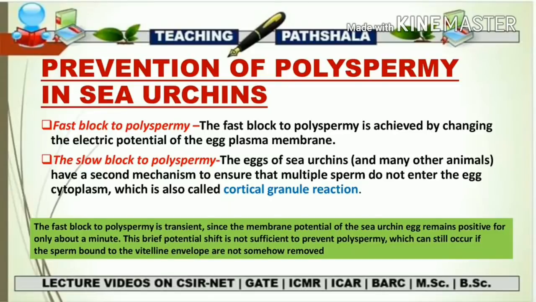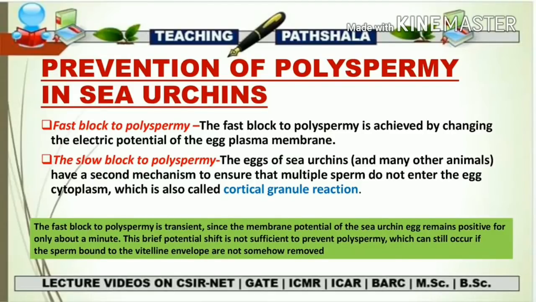After the completion of the fast block of polyspermy, the slow block of polyspermy occurs. So in a single process, these two types of blocking systems occur. It is not that one organism represents a fast block and another represents a slow block. No, this occurs in the same organism. The first occurrence is the fast block of polyspermy, which takes about 1 minute, and after its completion the slow block of polyspermy starts, which is also known as the cortical granule reaction.